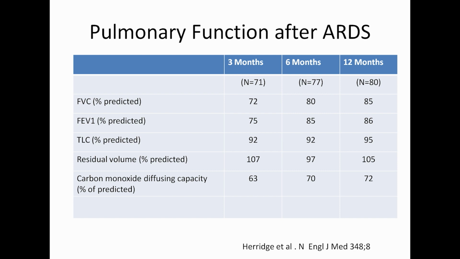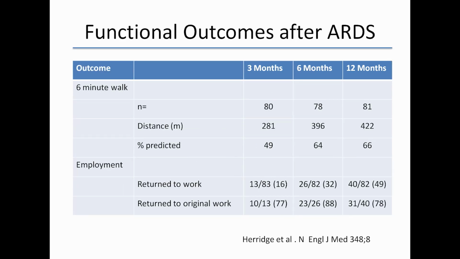While their pulmonary function improves, their functional status does not return to baseline. Here is data from that same study showing that at 12 months, these patients are only able to ambulate in 6 minutes, a distance 66% of predicted. Among this cohort, slightly less than half are able to return to work within the first 12 months.